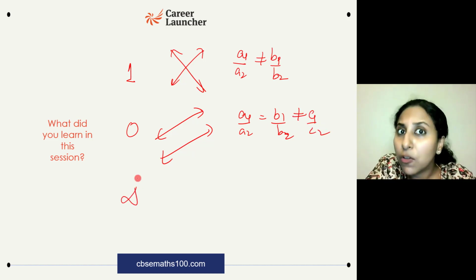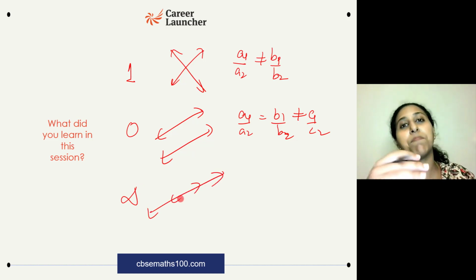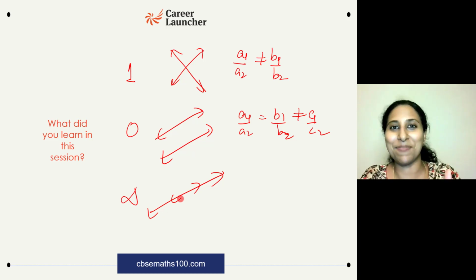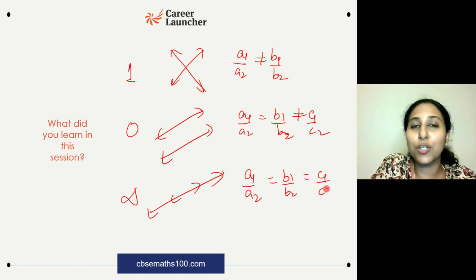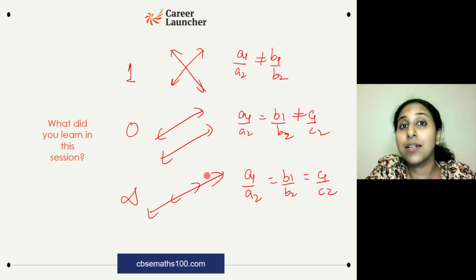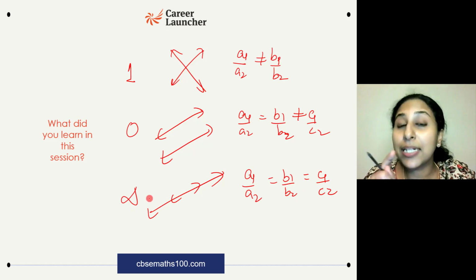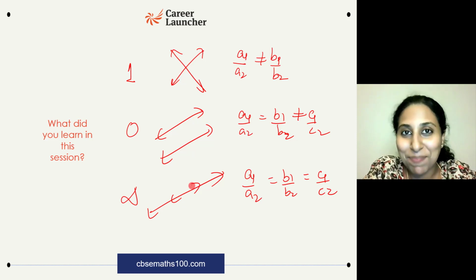And when do you get infinite solutions? When both lines represent one and the same, because they are just one equation multiplied by a same quantity. So here you would say A1 by A2 is equal to B1 by B2 equals C1 by C2. This is a consistent system because you're obtaining solutions. So it's consistent, but it is dependent consistent because both are essentially the same lines.